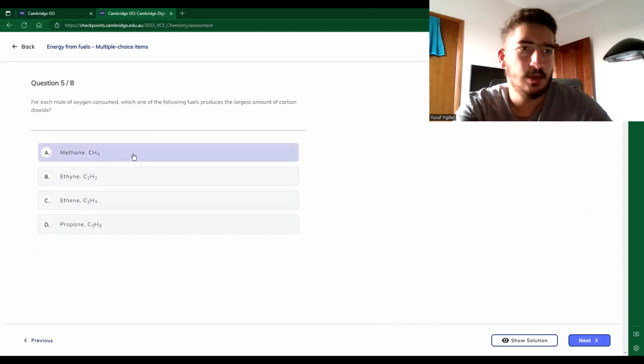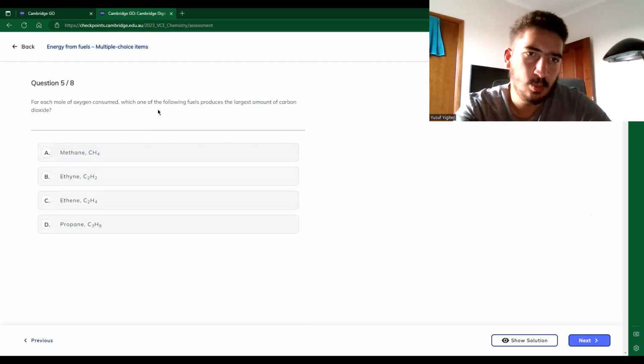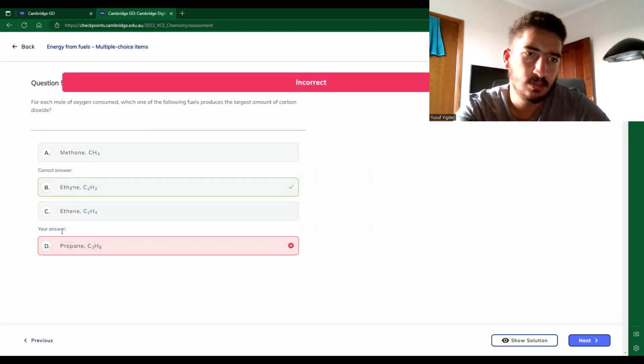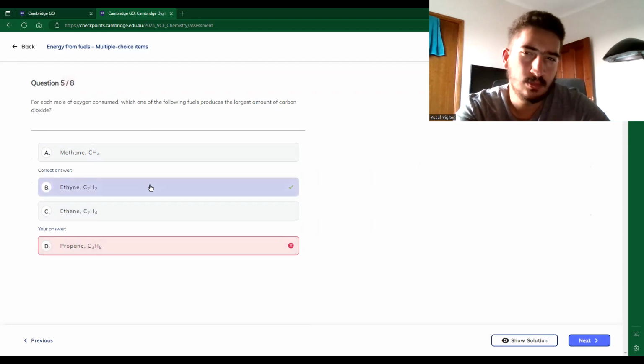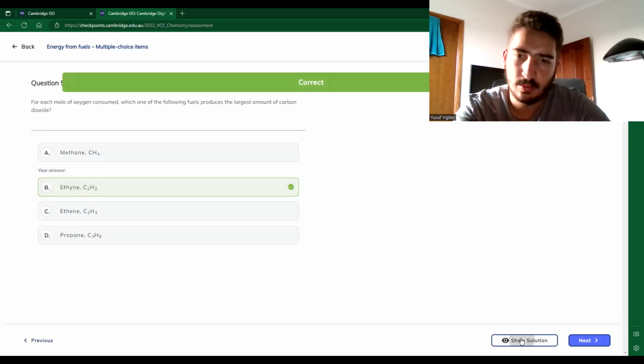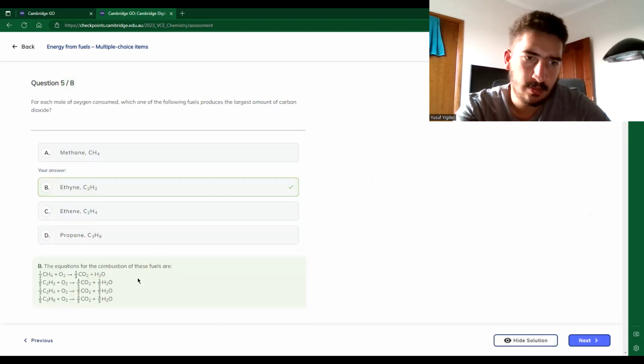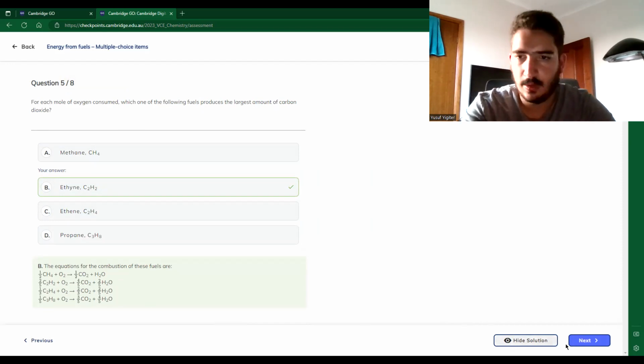Okay. Next, which one of the following fuels produces the largest amount of carbon dioxide per mole of oxygen consumed? This one. Why is it this one? I have to do the equation manually. Oh my gosh. The way you have to balance it is so weird. All right, next.